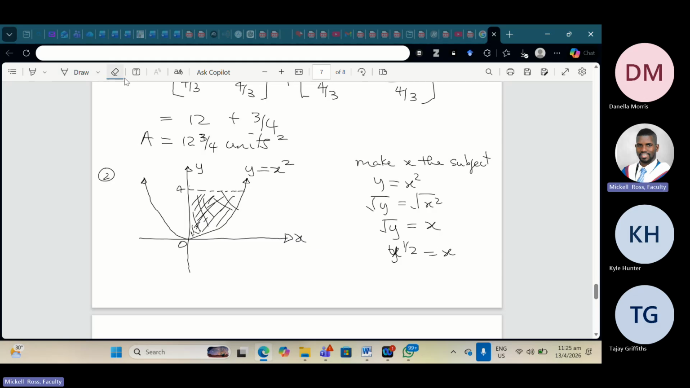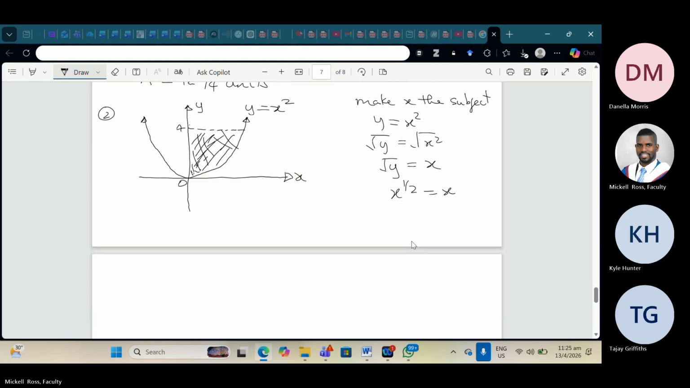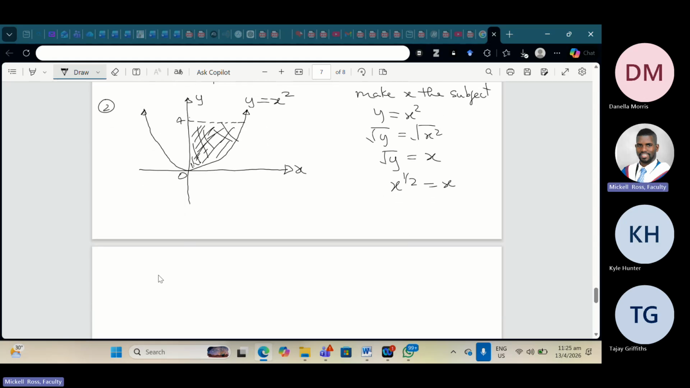Yeah, y to the half is the same thing as x. We did that when we did indices. So all we need now to do is integrate. So the area is going to be equal to the integral from 0 to 4 of x. Sorry, I wrote x instead of y. So I'm going to write y to the half dy. Add 1 to the power, divide by the new power.